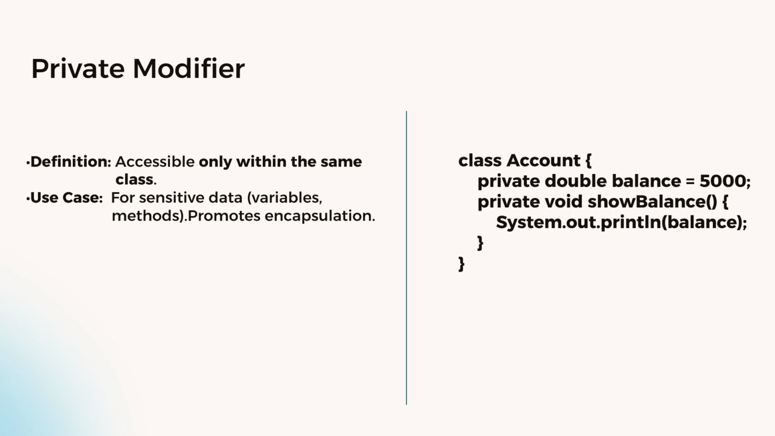The balance data is sensitive, so we make it private to prevent it from being directly read or modified from outside the account class. Any interaction with the balance must go through public methods like deposit or withdraw, which are not shown here. This protects the integrity of the data and is a cornerstone of building secure and reliable code.